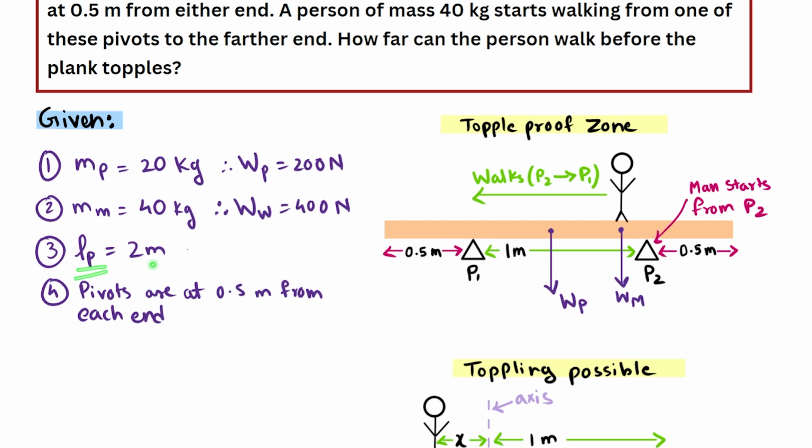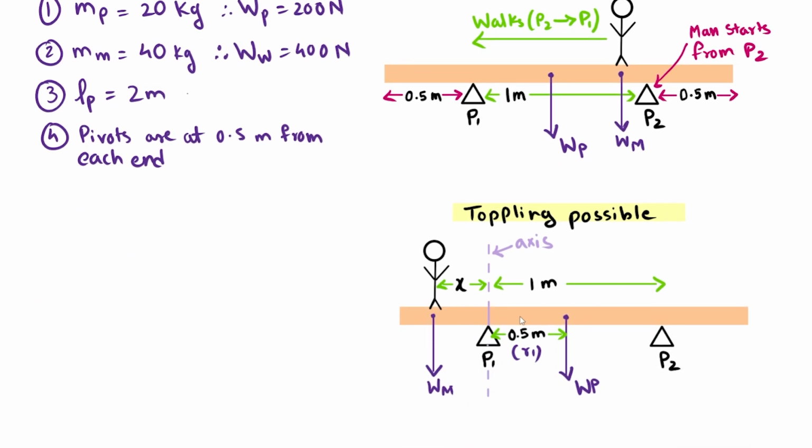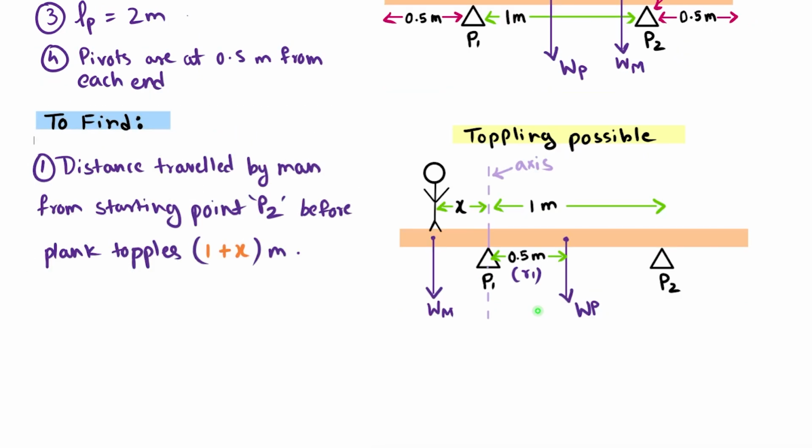इसके बाद हमें दिया गया है length of the plank as 2 meters and then a condition where we know that the pivots are kept at 0.5 meters from each end. And this information is important for us to understand the distance between P1 and P2, which is 1 meter. ठीक है, now based on all these given data, we have to find the distance traveled by man from the starting point P2 before the plank topples. So for our example, it is 1 plus x meters. 1 तो हमें पता है, it's a constant value. We don't know x yet. So let's try to find x.